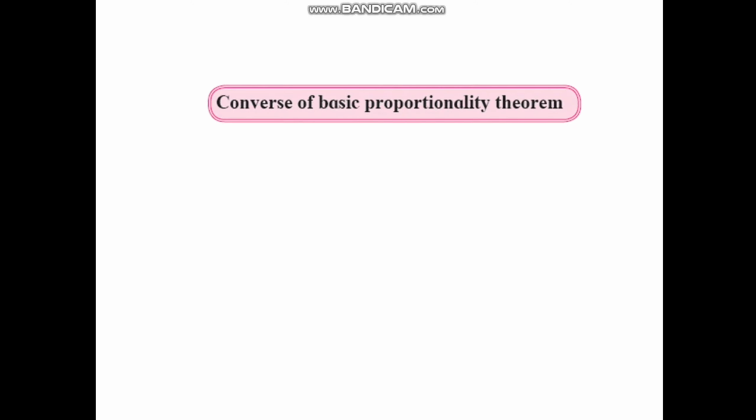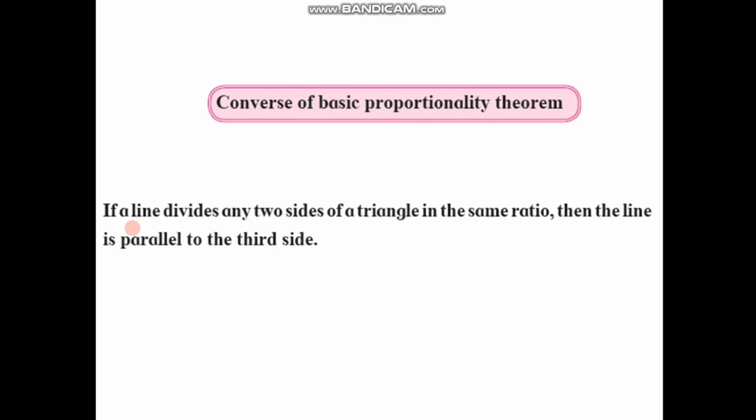Now we have its converse. So let us have the statement of converse of basic proportionality theorem. The statement is, if a line divides any two sides of a triangle in the same ratio, then the line is parallel to the third side.